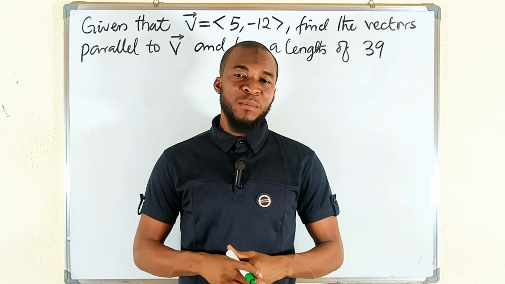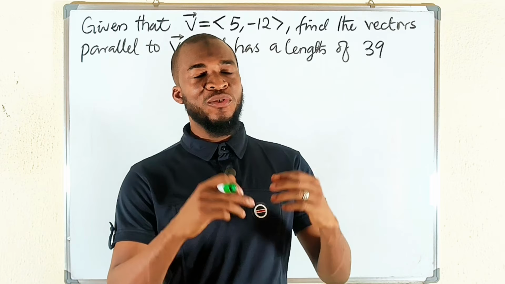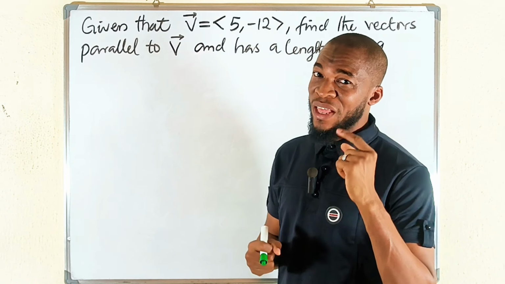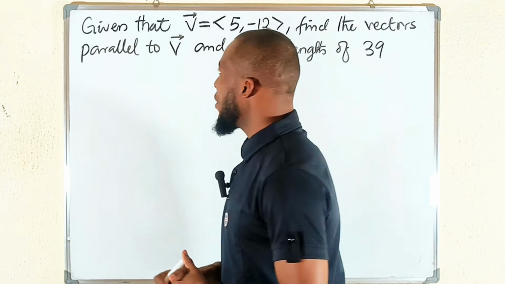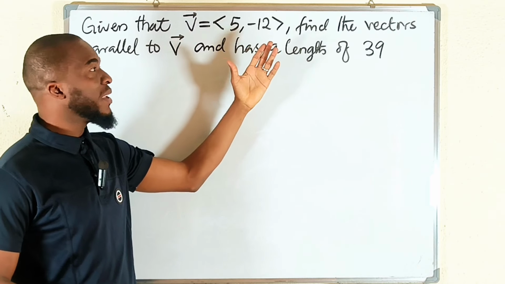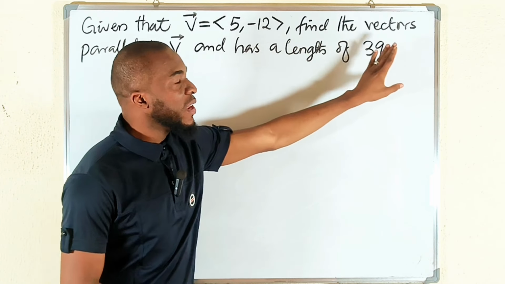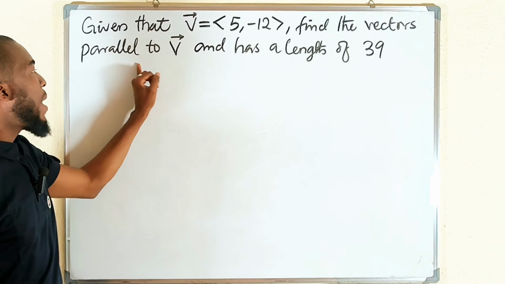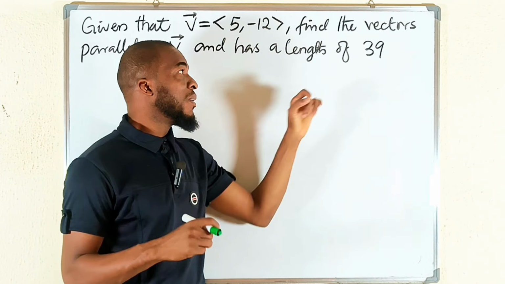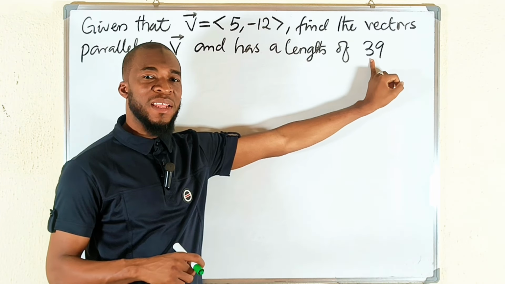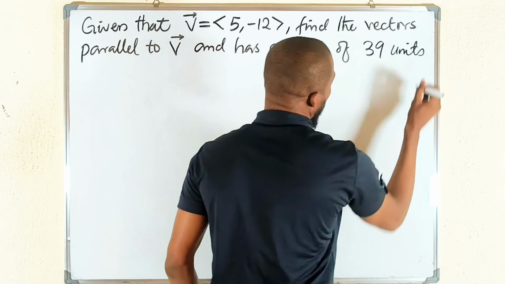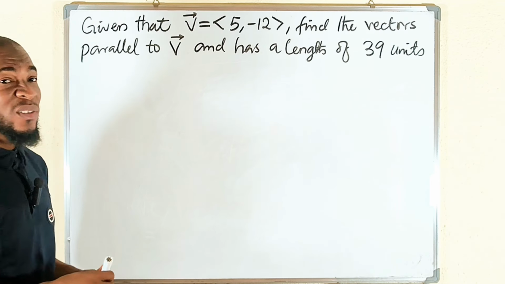Before we move on to the multiplication of vectors, I would like to draw your attention to one important question under unit vectors. Given a vector v with these components 5, negative 12, we're asked to find the vectors that are parallel to the vector v and have a length of 39 units. Let me just write units here. All right, how can you solve this particular problem?